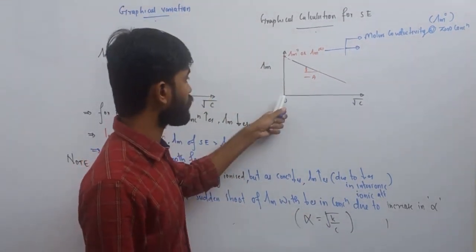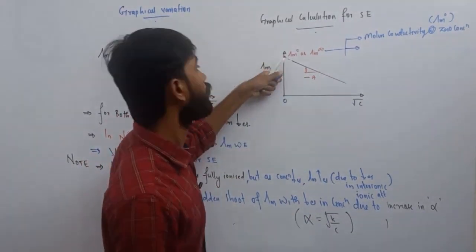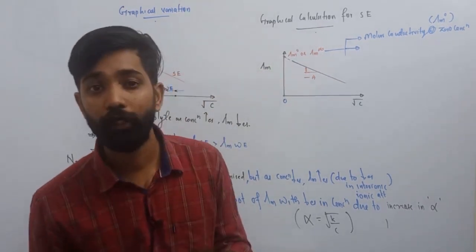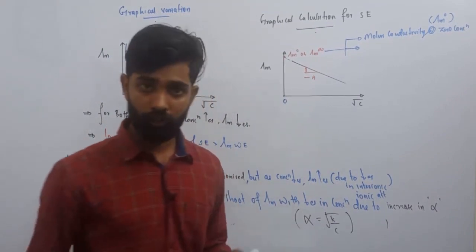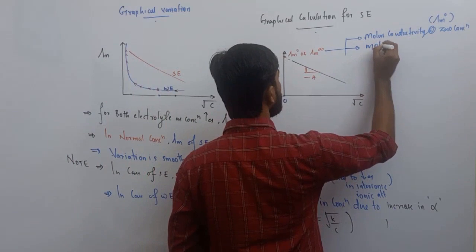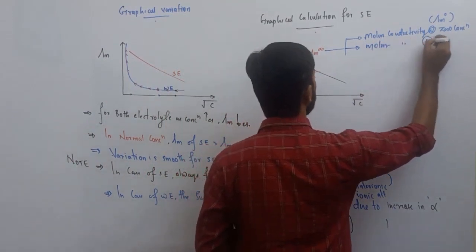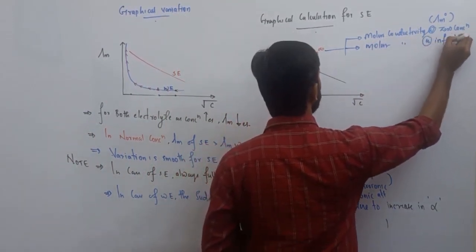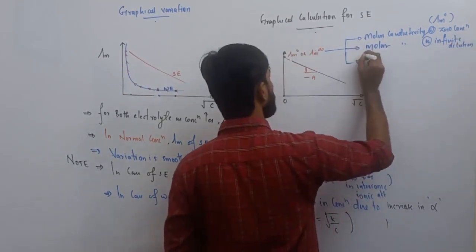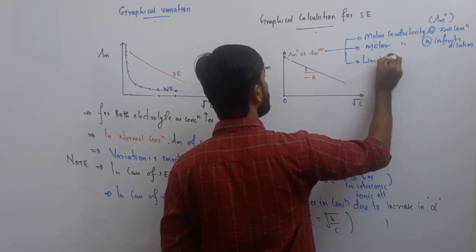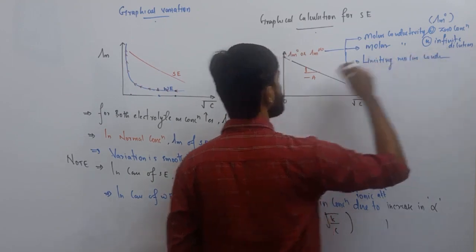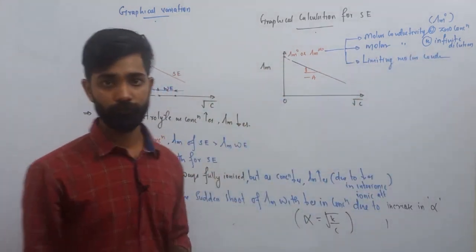So this is the zero concentration point. Then what is the molar conductivity? That is the y-intercept. That's why it is known as molar conductivity at zero concentration, or infinite dilution. It is also defined as molar conductivity at infinite dilution, or otherwise known as limiting molar conductivity. These are all the terms which can be used for this particular concept.